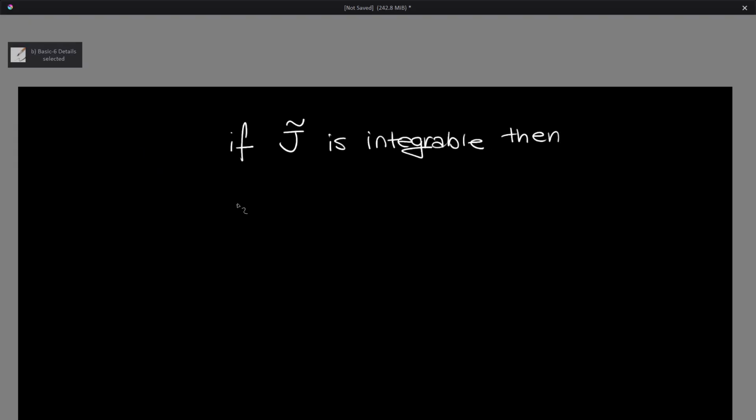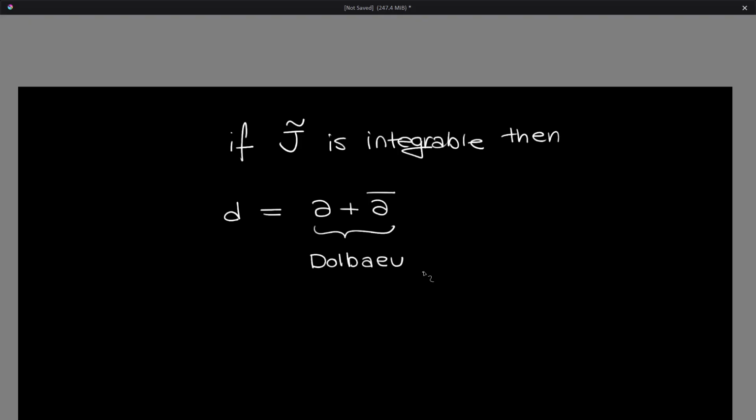So we have the exterior derivative, right? So if J twiddle is integrable, then D decomposes into these two new operators. These are called Dolbeault operators. Let me see if I can write that. That doesn't look right. Dol. There we go. Dolbeault.